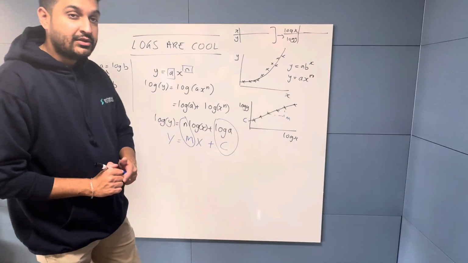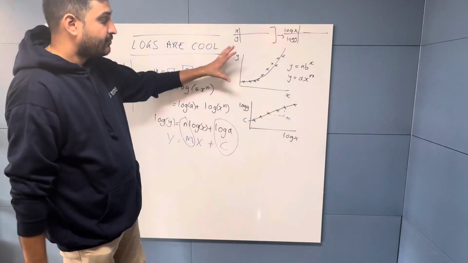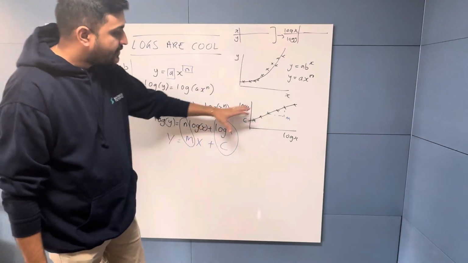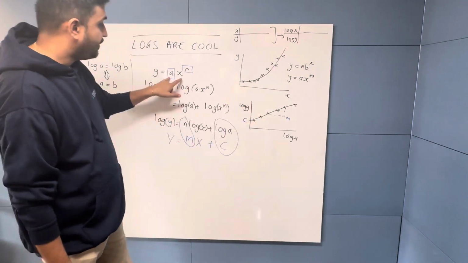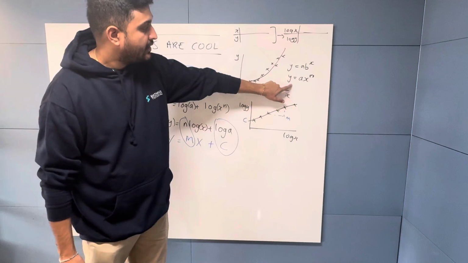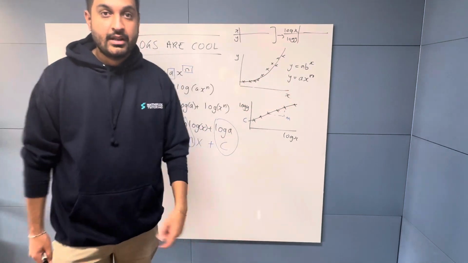So that's why logs are cool. They can essentially take real data and transform it into a scenario where you can find constants if you believe that there is a relationship between the data, whether it's polynomial or whether it's exponential. There you go.